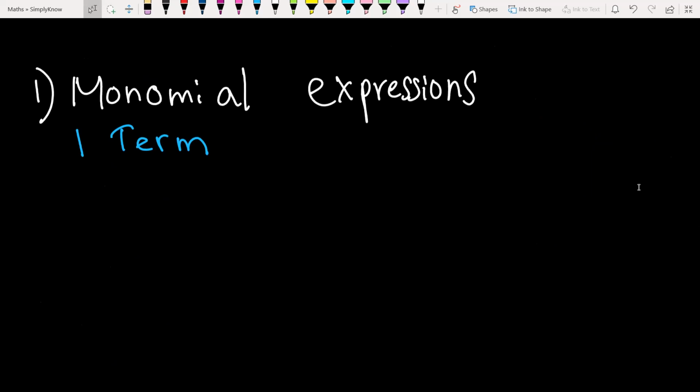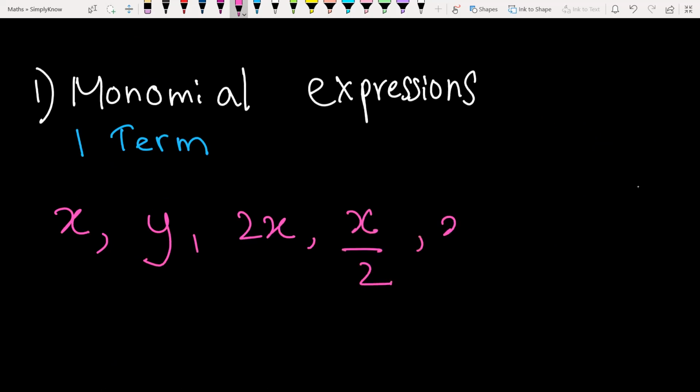So you already know monomial expressions have only one term. And remember, this term is an algebraic term. For example, x, maybe y, or 2x, x over 2, or x squared, maybe xy, or 5xy, like this.